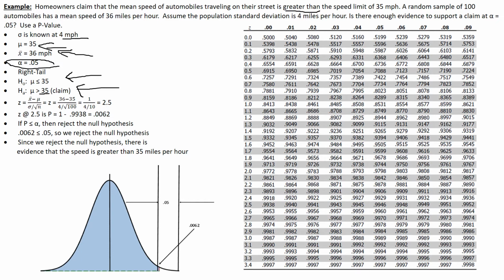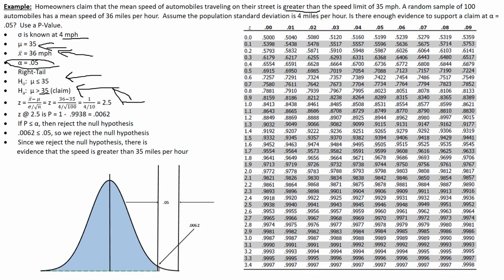So let's test this out. Let's plug this in. My sample mean is 36. My population mean is 35. 36 minus 35 is 1. My deviation is 4, divided by the square root of the number of samples, which is square root of 100, which is 10. So it's 1 over 4 over 10, which is 2.5. So my z-score is 2.5.